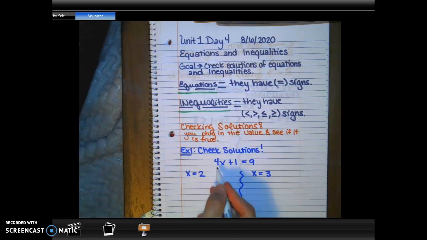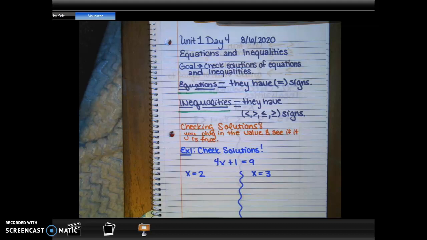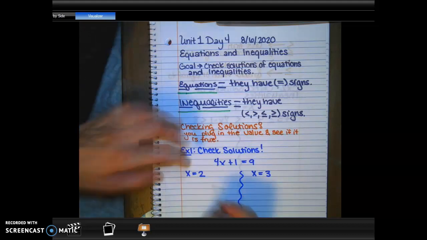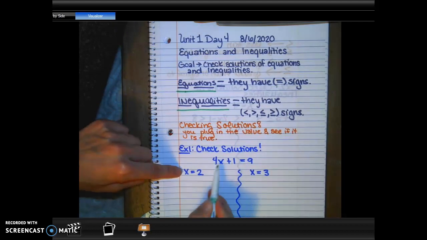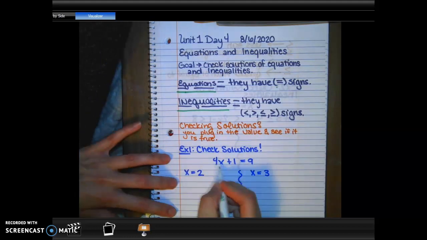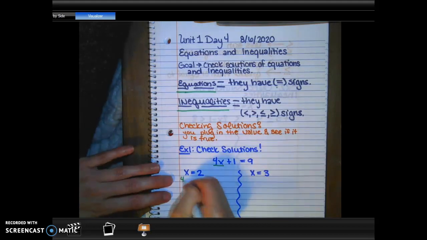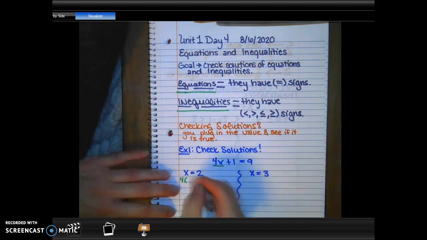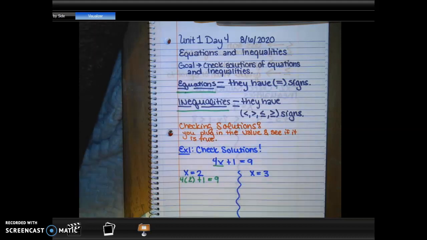So here's our equation: 4x plus 1 equals 9. And we're given two solutions: x equals 2 and x equals 3. We want to see which one is true, which one actually gives us 9. So anytime you see an x, let's start with x equals 2. We're going to substitute 2 in for x, just like what we did before with expressions. Remember, whenever something's written right next to it, that means multiplication is occurring. So we can say 4 times 2 plus 1 equals 9. We write the entire expression out, okay?